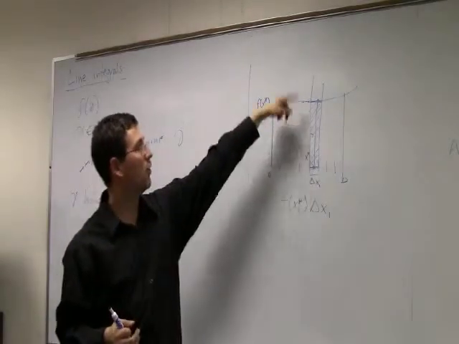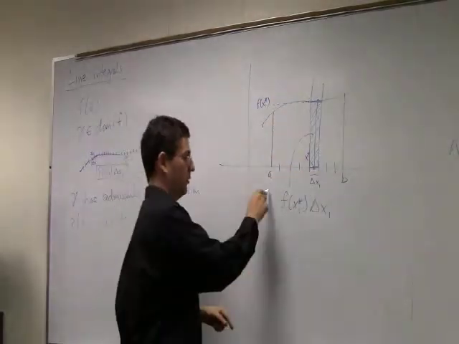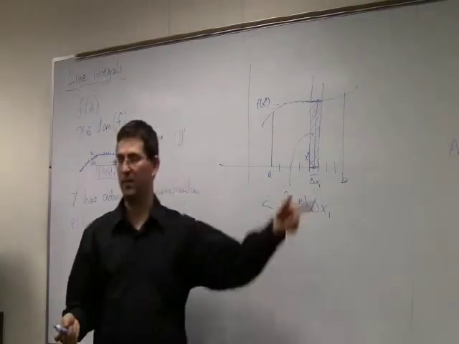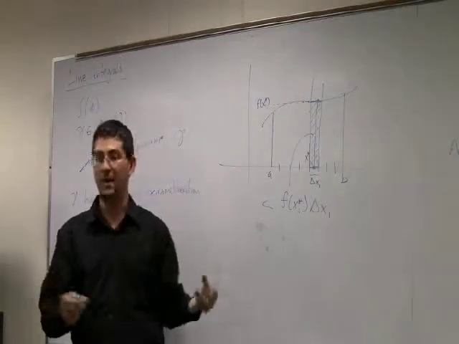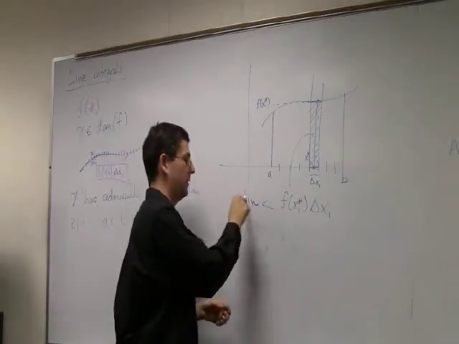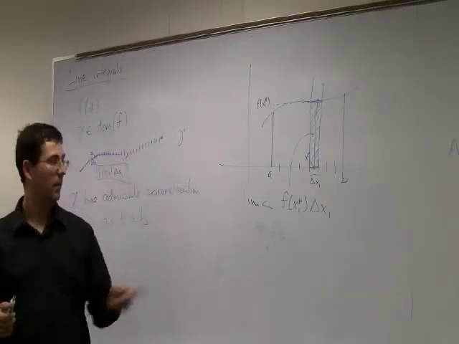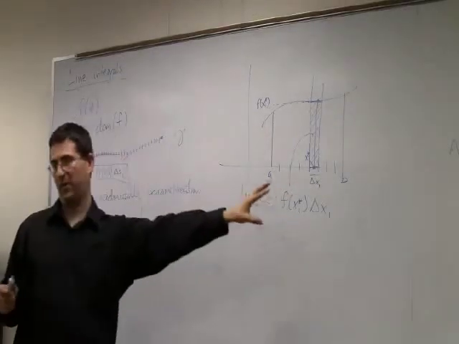And then how did I get the whole thing? Well, I added up all of these things. So I threw a little sum on the front. And then how do I get the exact value? Because this is just an approximation. I took a limit, right? As the number of these things went to infinity and the size of them went to 0. Okay? So we do the exact same thing.